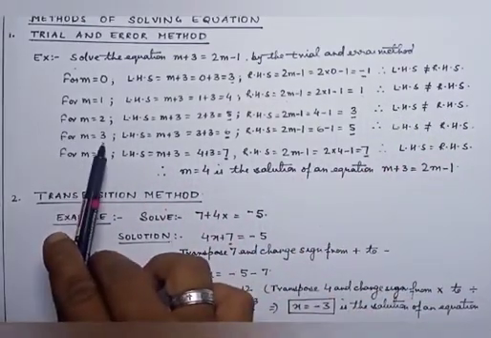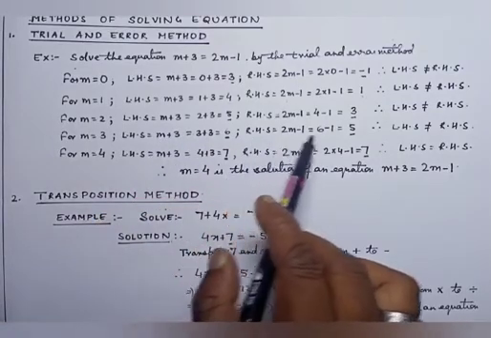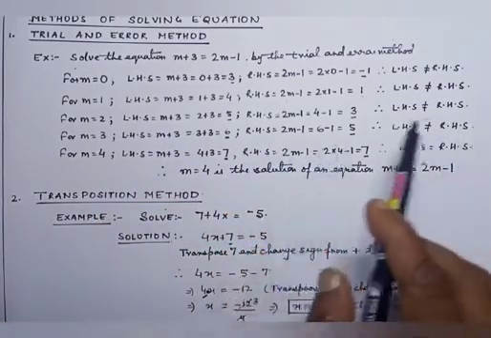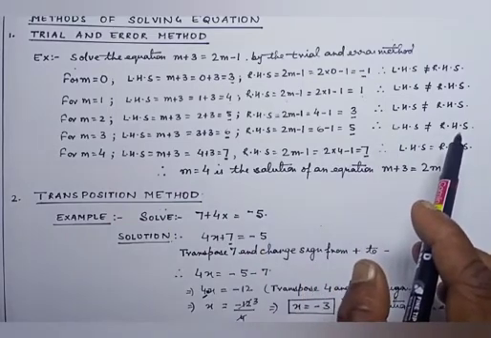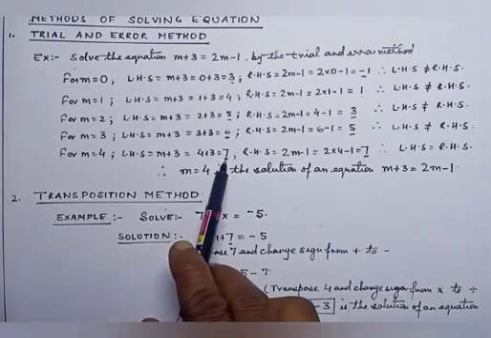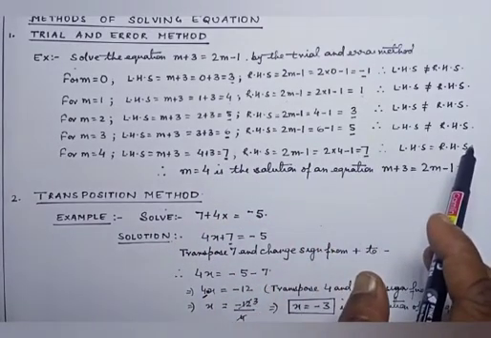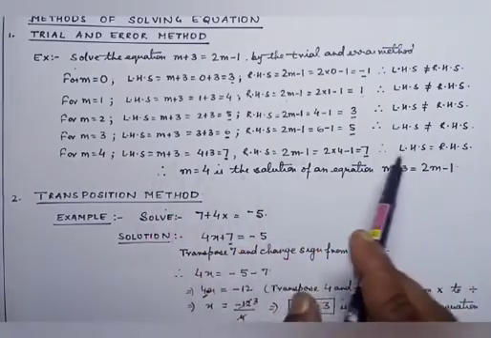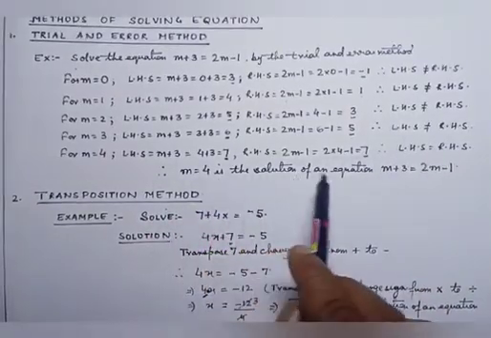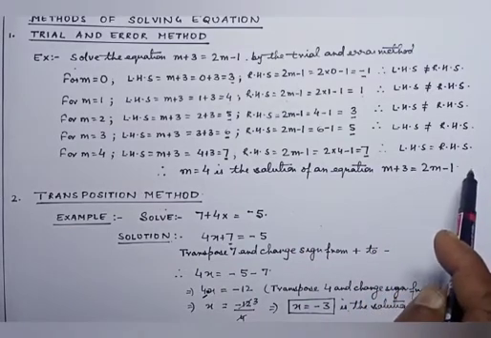Now if m is equal to 3, I am getting LHS as 6 and RHS as 5. This means LHS and RHS are not coming equal. Now, if m is equal to 4, I will get LHS as 7 and RHS as 7. This means LHS is equal to RHS. Therefore, we can say that m is equal to 4 is the solution of the equation m plus 3 is equal to 2m minus 1.